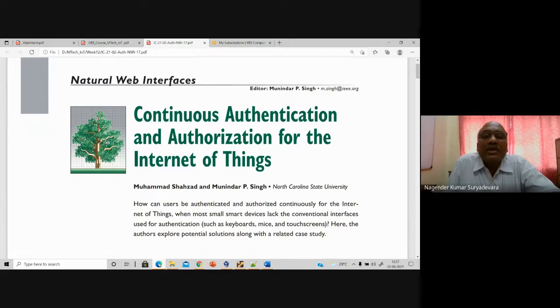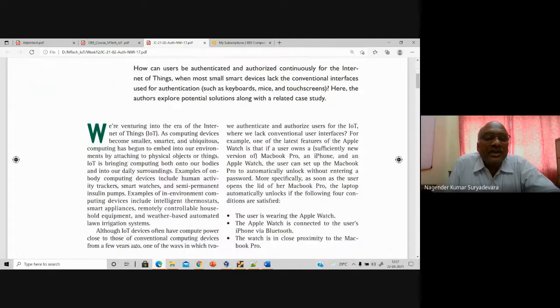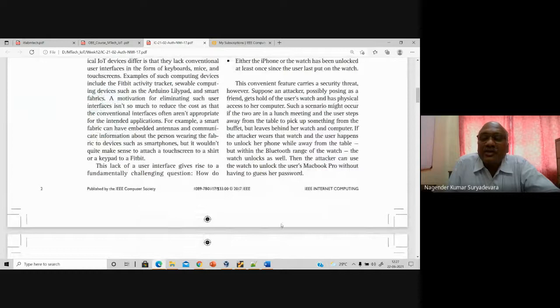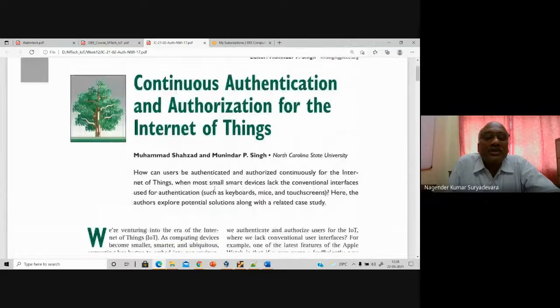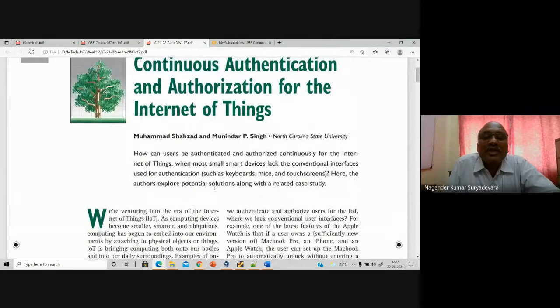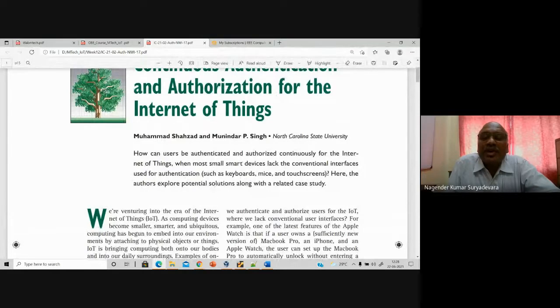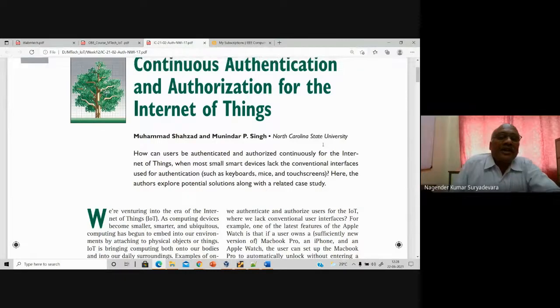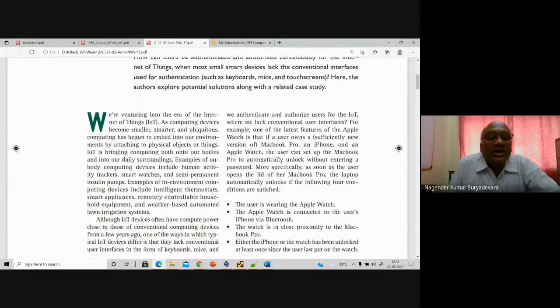This is one paper which is published in IEEE Internet Computing, one of the magazines, published in 2017. These are the authors, Mohammad Shahid and Munindar P. Singh from North Carolina State University. Now let us understand what this particular paper is.